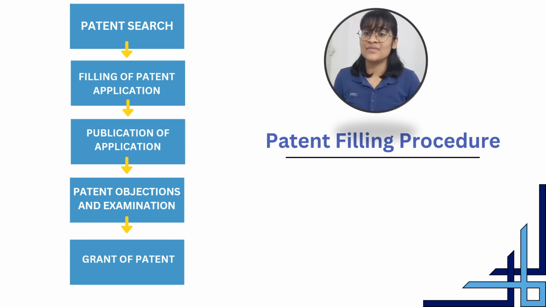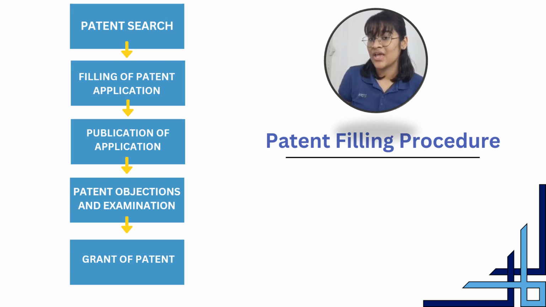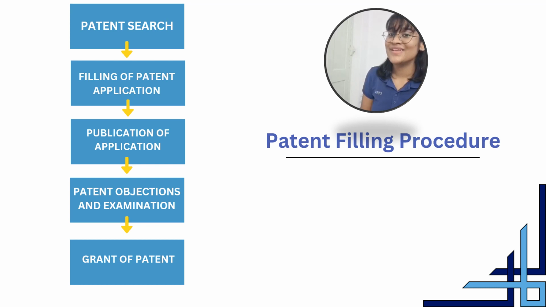For a period of 18 months, the application is not in the public domain. If your invention is at an early stage, you can file a provisional application. After a period of 12 months, you have to file the complete application with the complete specification. After you have filed the complete specification, the application will be published and it will be there in the public domain. Now, the applicant will request for examination of the patent application.